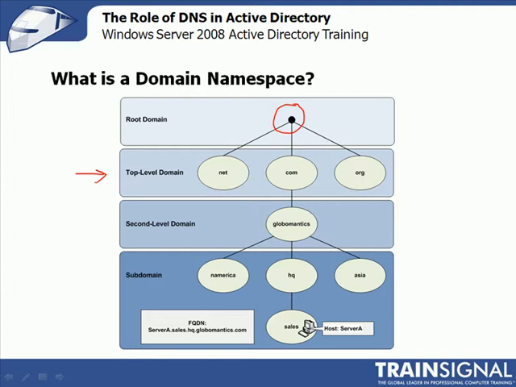And then from there, we move into our second level domain names, which, in the case of the internet, is most of our company names. So we have globalmantics.com, for instance. That would be the external facing domain name for the Globalmantics Corporation. Or maybe we have Trainsignal.com. And from there, we can even go down into subdomains and end up with some fully qualified domain names.